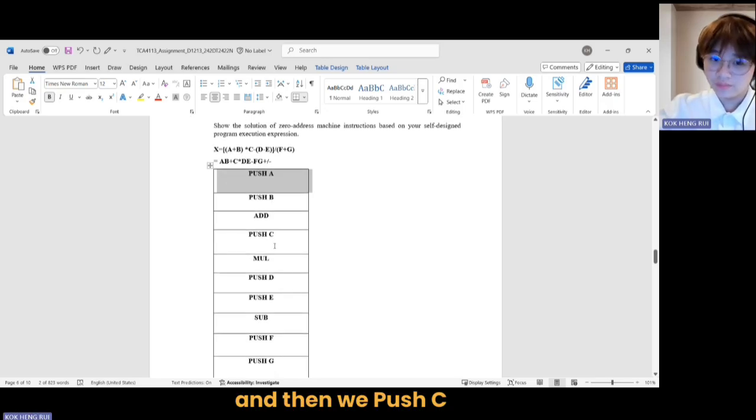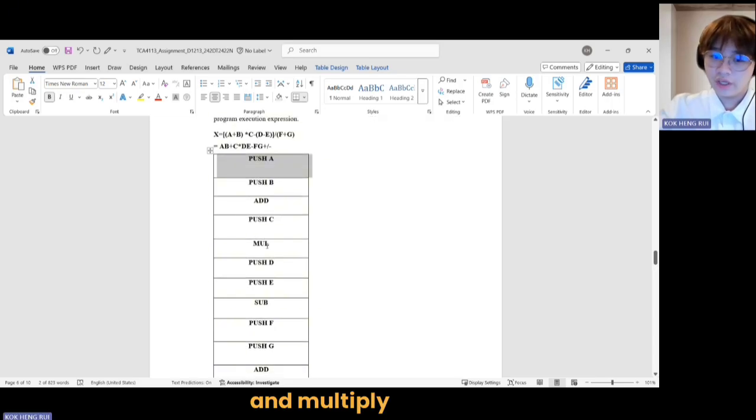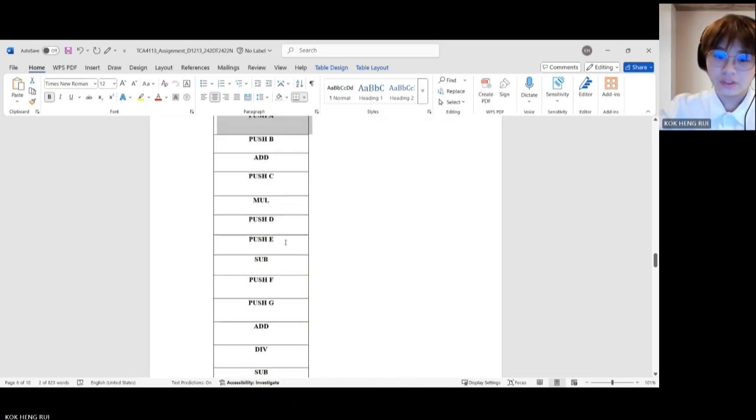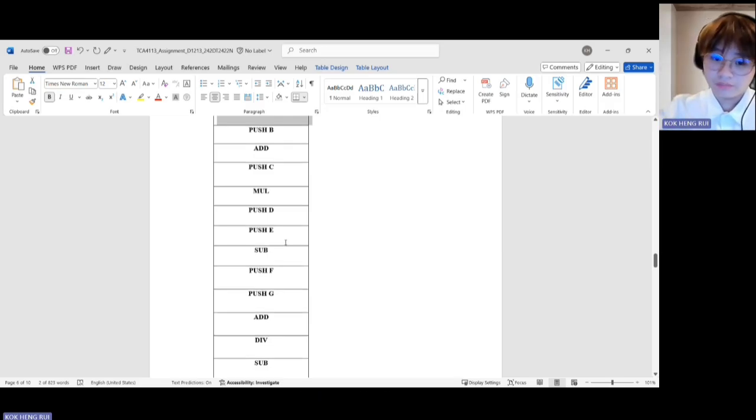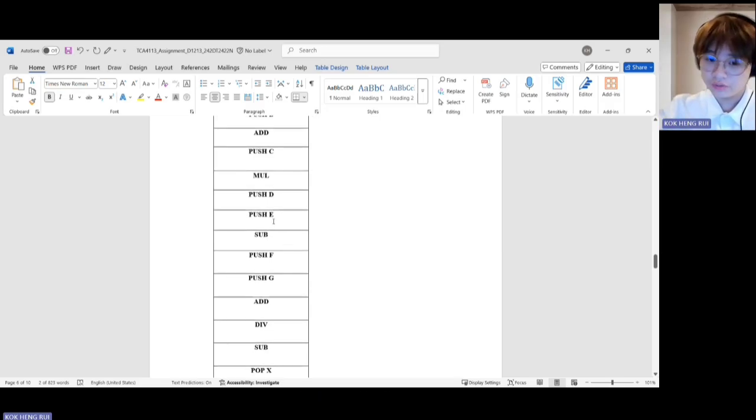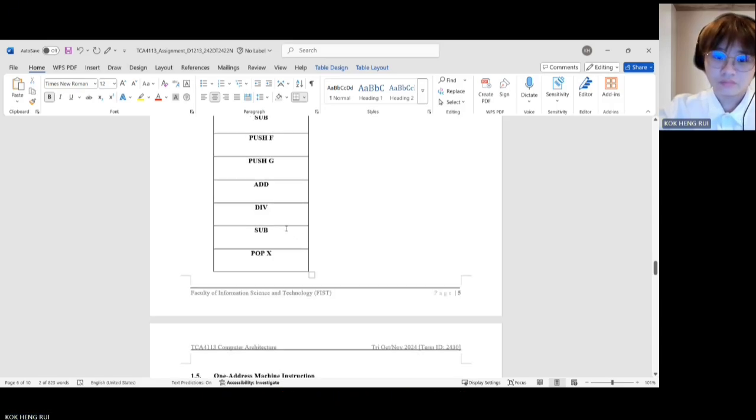And then we push C and multiply. So it's A plus B multiplied by C. Okay, so now we push D and E. So it's push D and push E together. And now subtract. So it's D minus E.